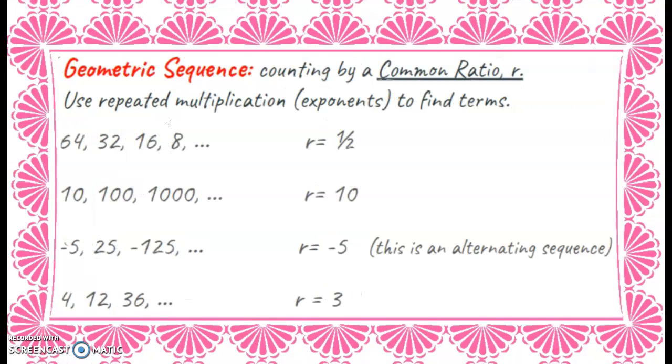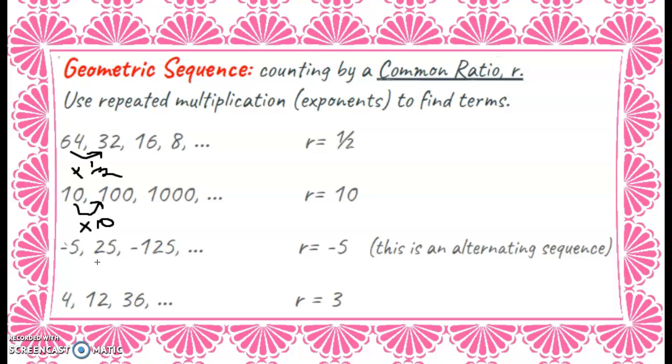Now let's look at some geometric sequences. You're counting by a common ratio r. You're using repeated multiplication, exponents, to find terms. So we have 64, 32, 16, 8, and so on. You divide by 2 each time, which is also the same thing as multiply by 1/2. So r equals 1/2. 10, 100, 1000. Each time you're going to multiply by 10. So r equals 10.